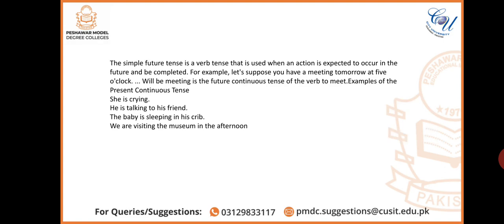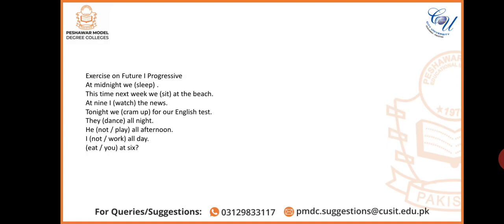Examples of the present continuous tense are, she is crying. He is talking to his friend. The baby is sleeping in his crib. We are visiting the museum in the afternoon. Exercise on future progressive.